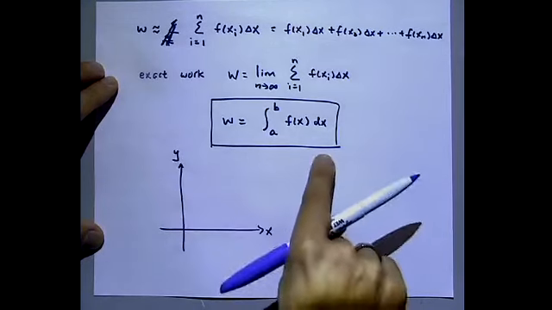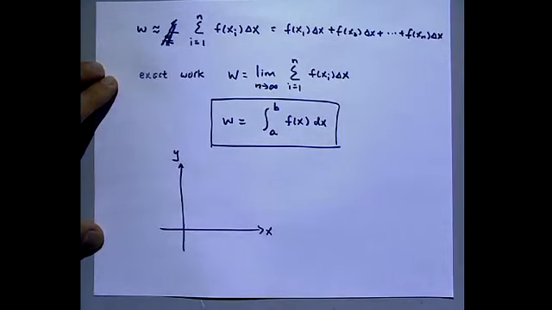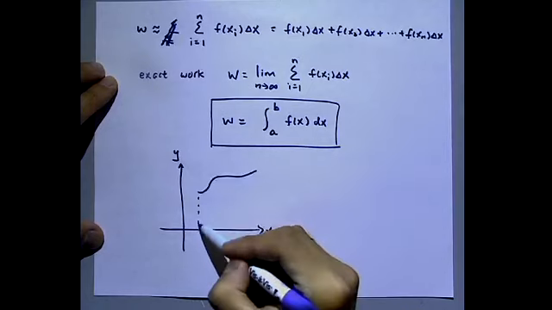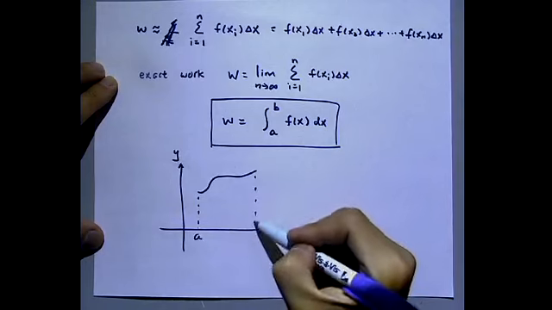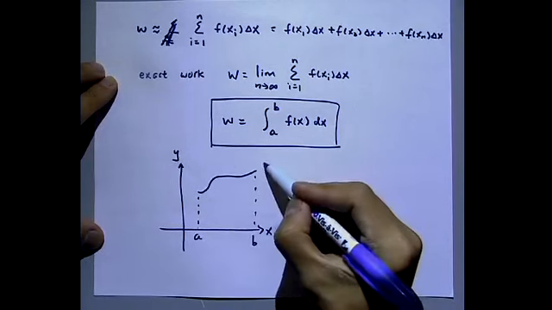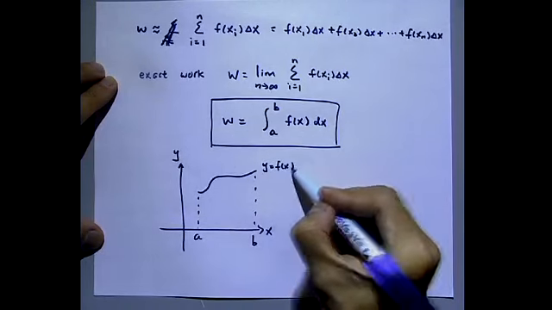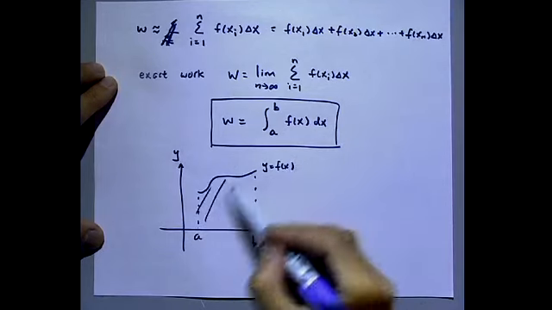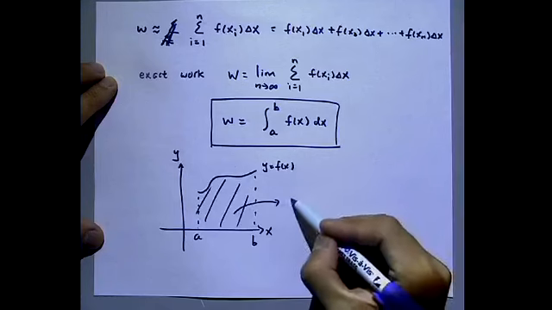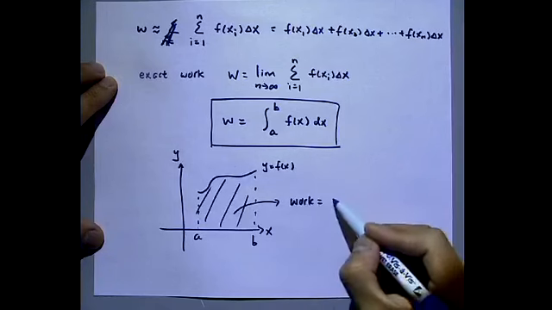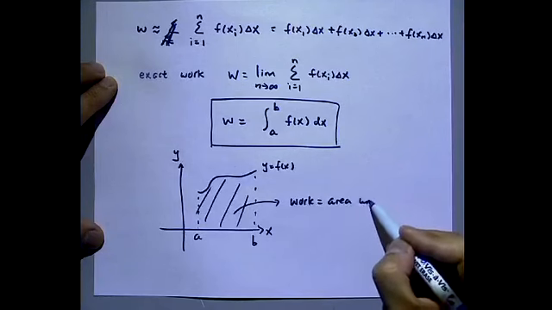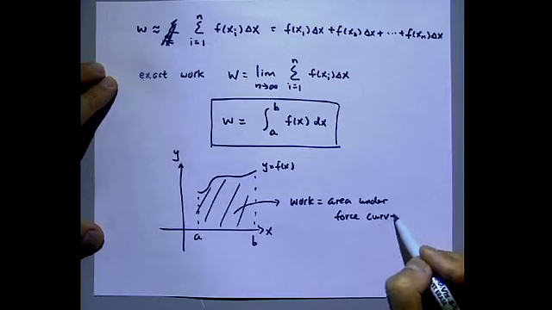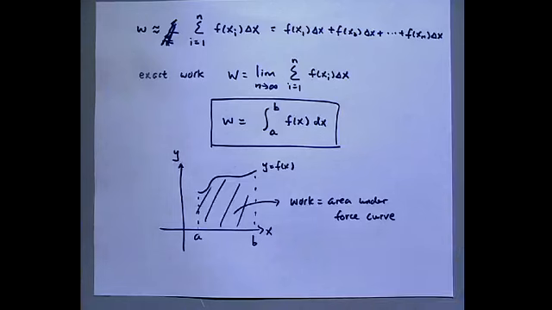And also, this is exactly the same way we calculate area under a curve, right? So all this is saying is that if I can graph my force function, then the work is equal to the area under the force curve. Okay?